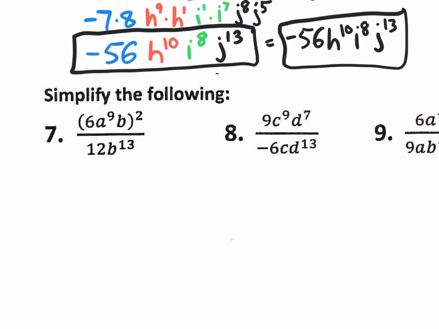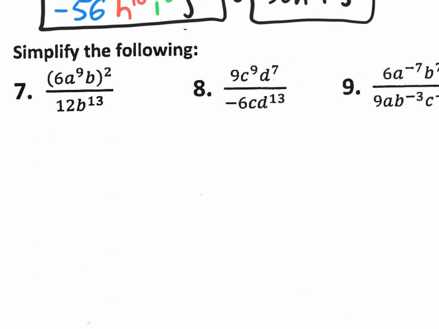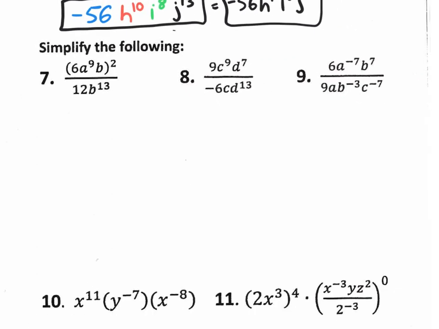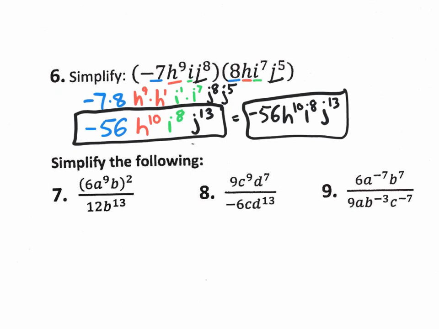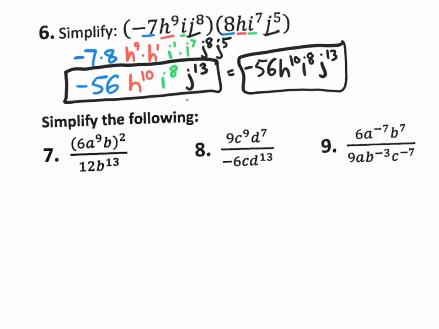Let's take a look at number 7. 7, 8, and 9 are all dealing with rules of exponents. Actually, 10 and 11 also. As a matter of fact, I want to pause this video right here. I'll start my next video up on this next section with rules of exponents, even though technically 6 was also rules of exponents.